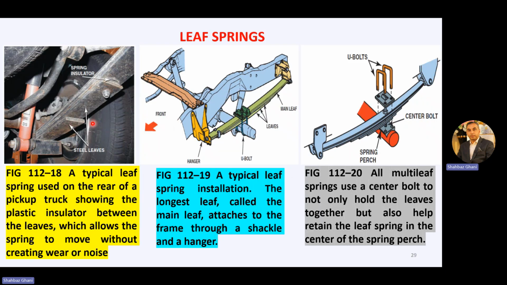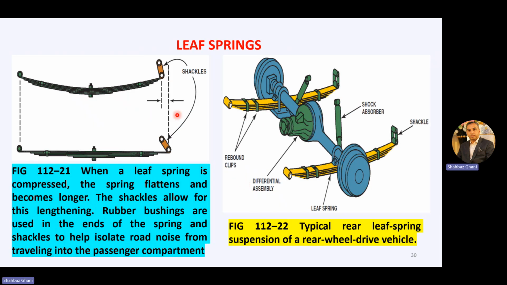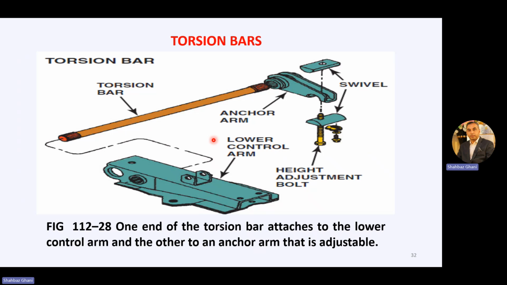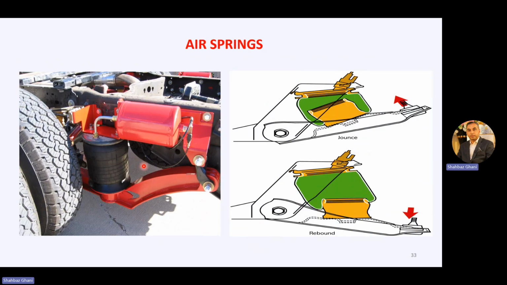Then we have talked about the leaf spring, which is used in heavy vehicles, or previously it was used in light or middleweight vehicles, and how the leaf spring is mounted to the chassis or the frame or the body of the vehicle. Then we have talked about the torsion bars. Then a few words regarding the air spring, which uses pneumatic air inside.